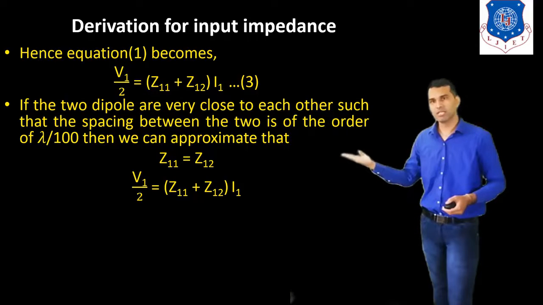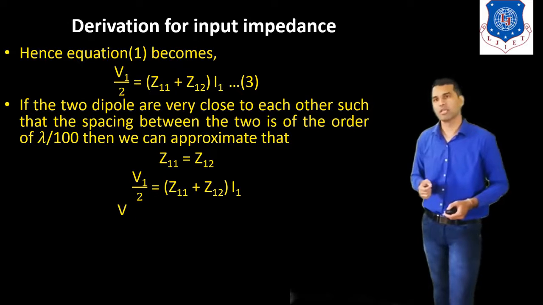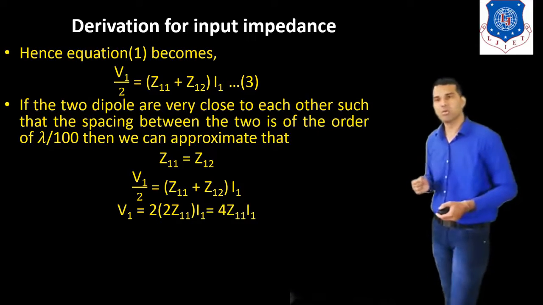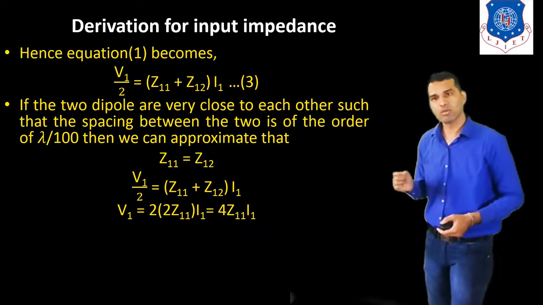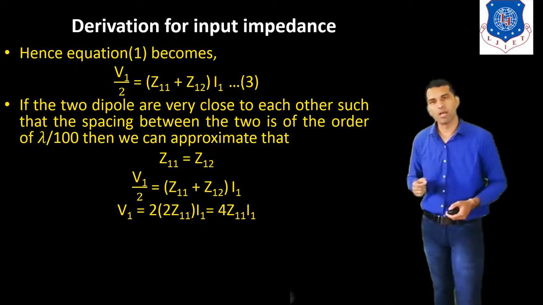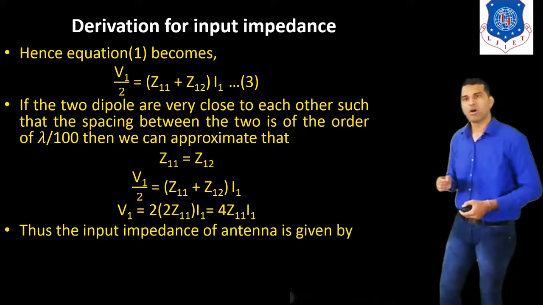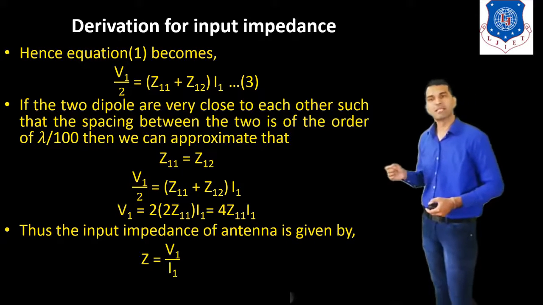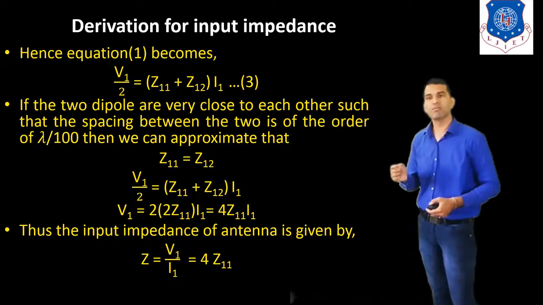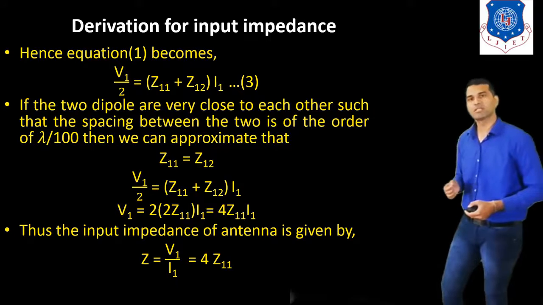So by using this property, we can change this equation number 3. So we get V1 is equal to 2 into 2 Z11 into I1. So we can write V1 is equal to 4 Z11 I1. Thus the input impedance of the antenna is given by Z is equal to V1 upon I1. So it's nothing but Z is equal to 4 Z11.